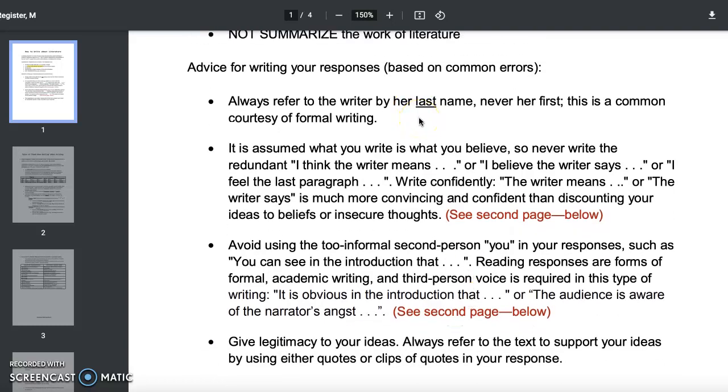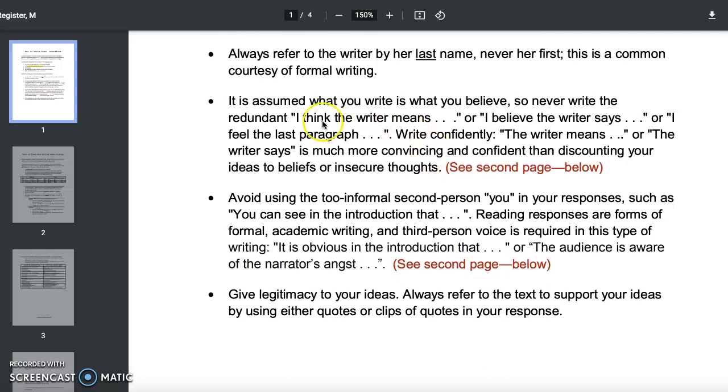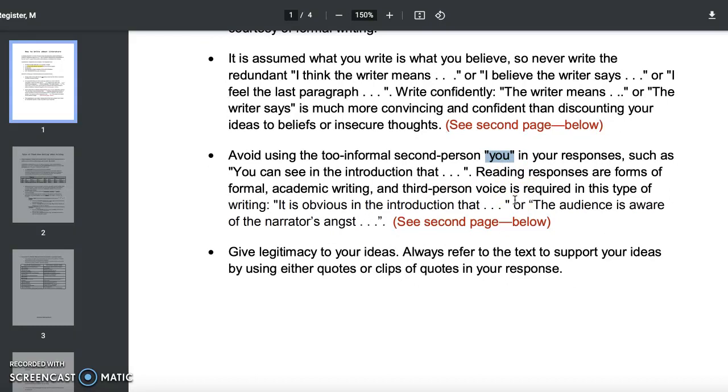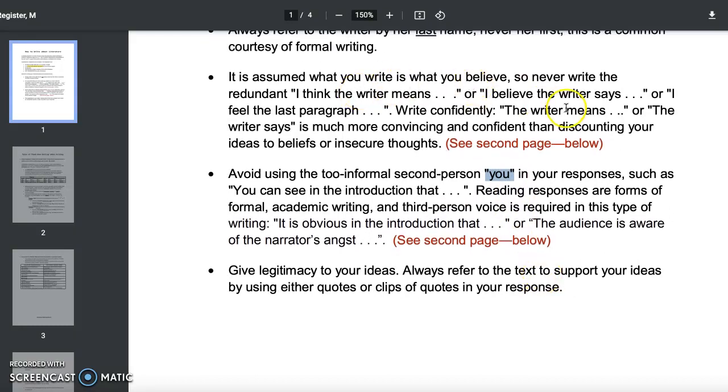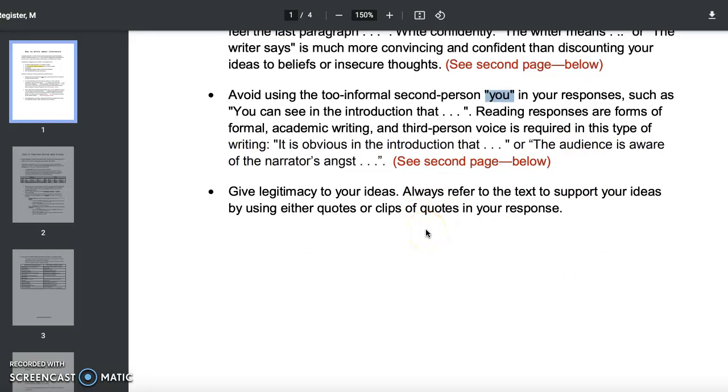When you refer to an author in a discussion question, make sure that you use their last name. You can avoid phrases like I think and I believe. These water down your argument. They weaken it. They're also in first person, which you should avoid. You should also avoid you in your response, that second person. So avoid I, me, we, our, all those first person pronouns and all those second person pronouns, you and your. Give legitimacy to your ideas. Again, find support in the text that backs up or supports whatever it is you're saying about it.